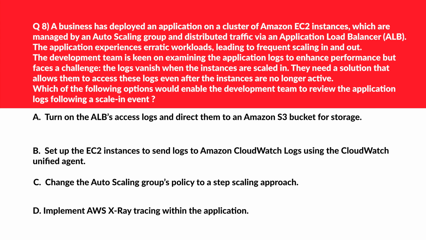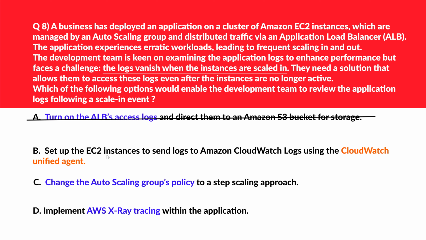Alright, let's move to the next question now. We'll look at option A first. A says turn on the application load balancer's access logs and direct them to an Amazon S3 bucket for storage. Enabling access logs for ALB and storing them in an S3 bucket will capture the logs related to the load balancer's activity, not the application logs from EC2 instances. Hence this is incorrect. Let's move to option B.